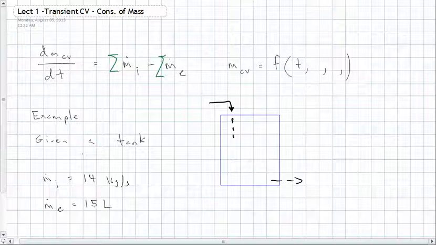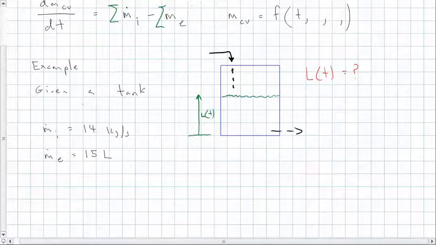M dot exit is a little more complicated. It's 15 times L. So you ask yourself, what is L? And L is the measured height of the liquid column. So L as a function of time. And oh, by the way, that's our goal. L as a function of time equals what?